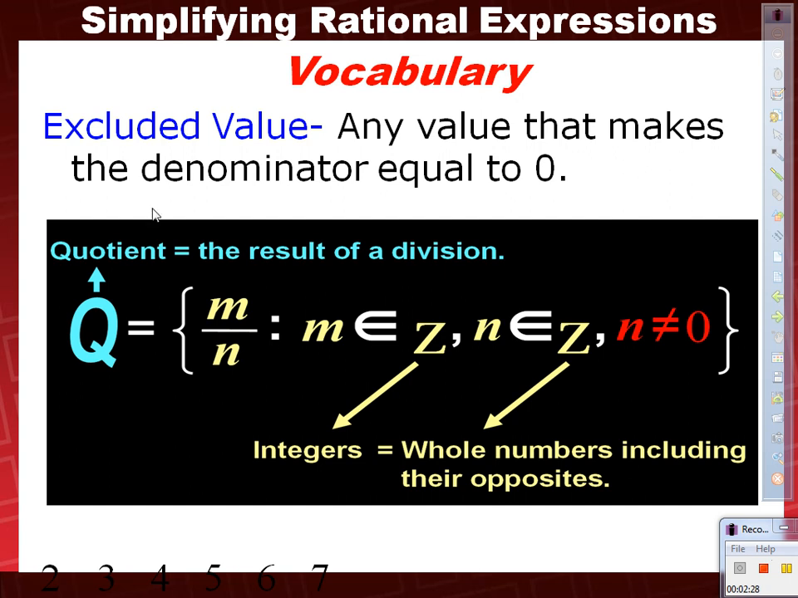So the letter Q stands for quotient. What is quotient? The result of a division. What are fractions? Division, is that correct? That's why this is the definition of all fractions. So it reads like this. Q, even though it's for quotient, it stands for rational. Rational numbers are the set of all fractions. Is this a fraction right here? Of all fractions of m over n, where m is an integer and n is an integer. What are integers? All whole numbers and their opposites, yes?